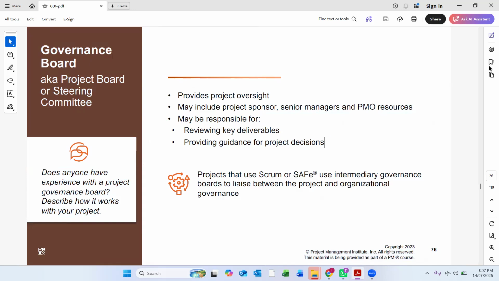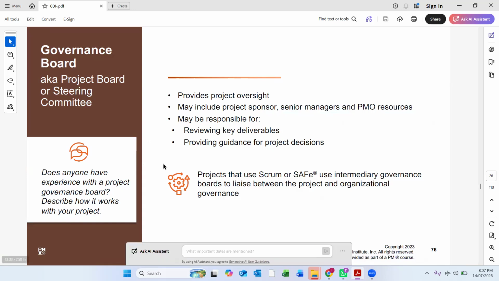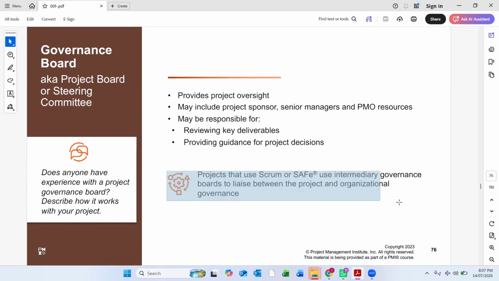But in terms of agile, we will discuss side by side with agile also. Agile says we should have the project scrum manager or scrum lead. They are intermediary governance boards to liaise between the project and organization governance. So in agile, it is adaptive in nature.